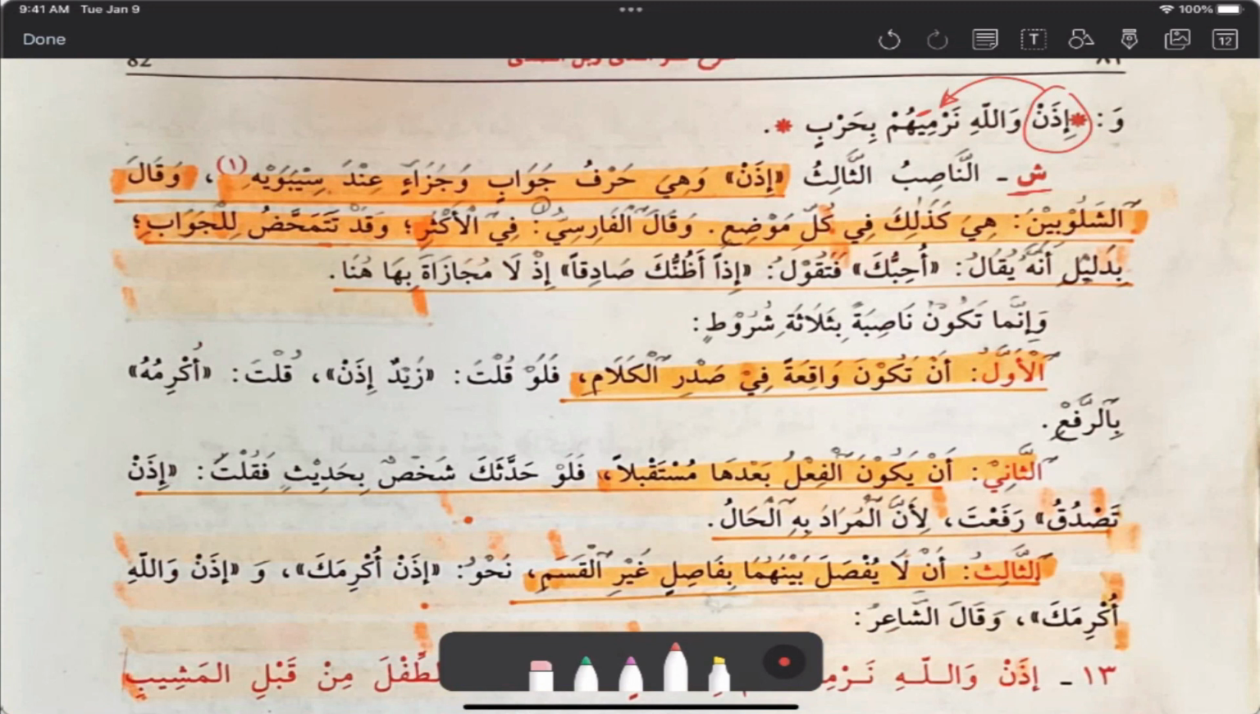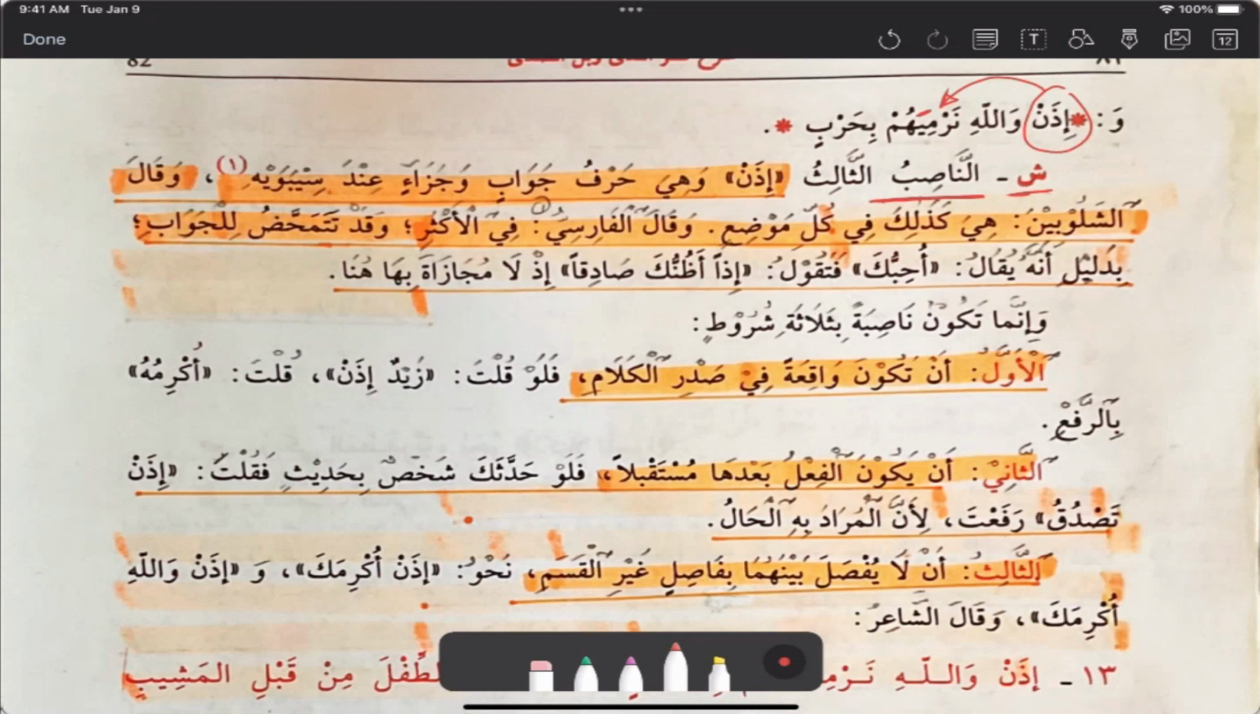An-nasibu thalithu idhan. The third nasib is even. So now this word nasib, you got to know it. I trust that you do. As well as the word ManSoob and those other words, rafi', jazim, and jar, and marfu', and majroor, and majzoom. So, an-nasibu thalithu even. The third nasib is even.